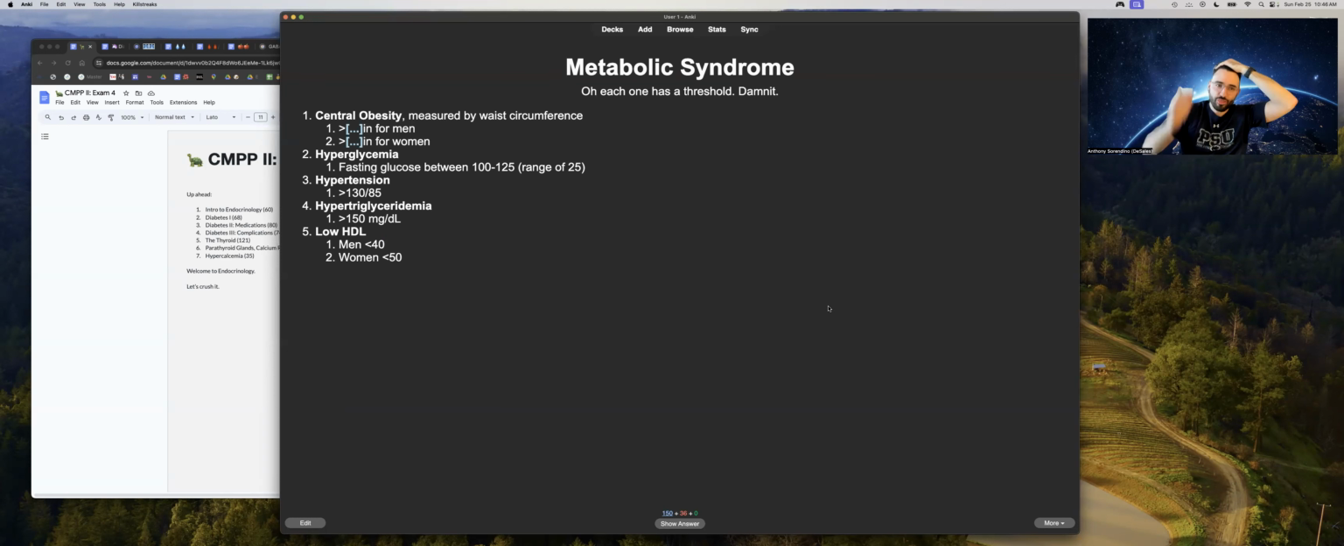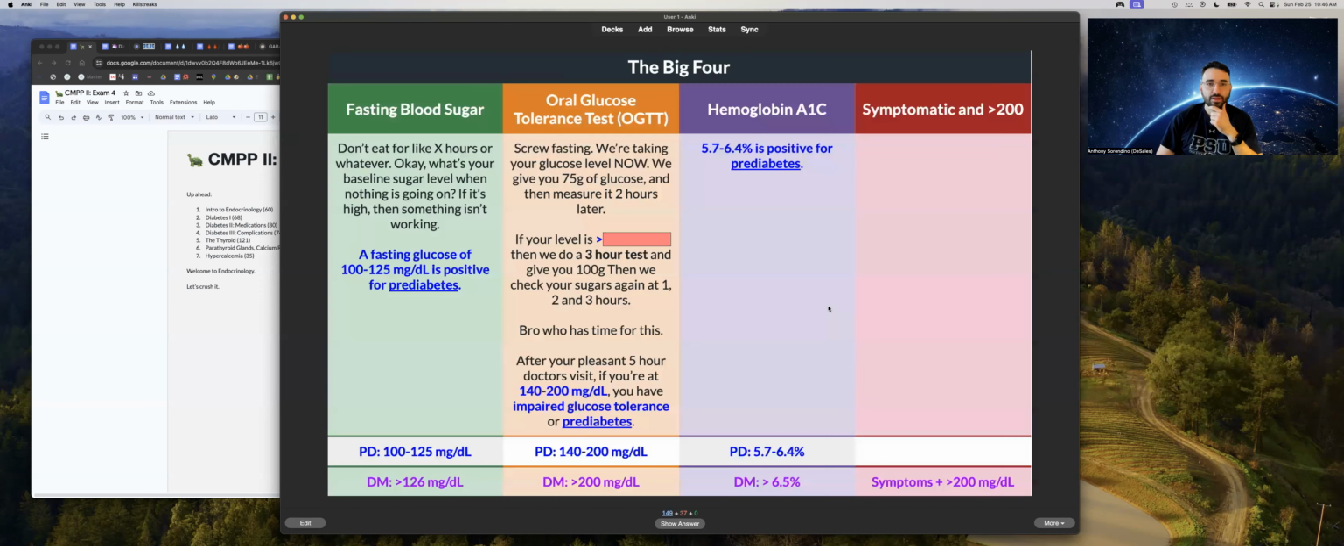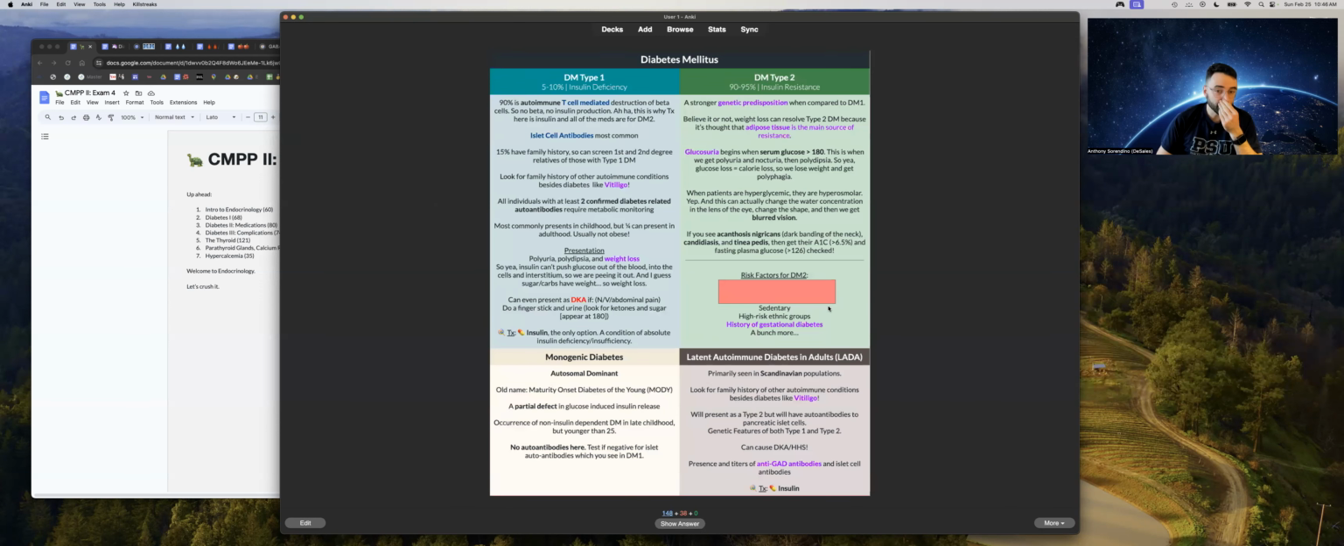Is it 40 in men, 30 in women? 35 in women. Give me a break. The big four. If your level is blank for an OGTT, then we have to do a 3-hour test. Over 100? 140. Risk factors for DM2.